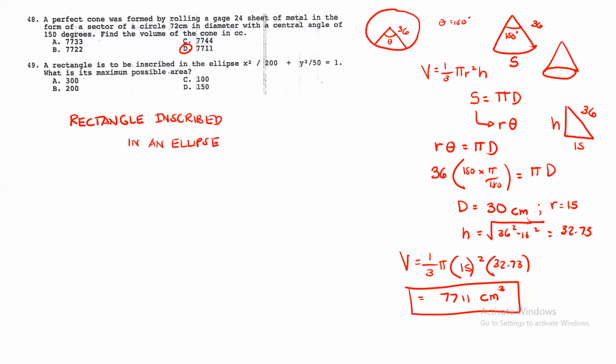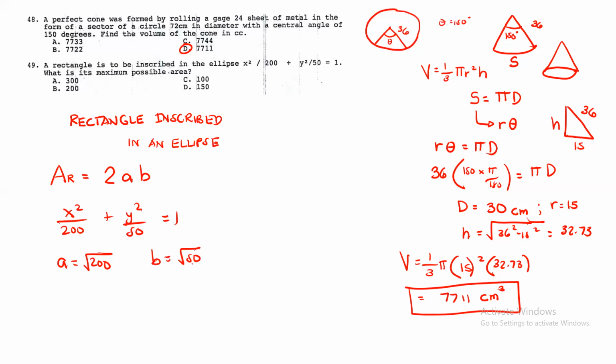So this is the formula we use. The area of the rectangle is equal to 2 times A and B, major times minor, semi-major times semi-minor axis. So let's get A and B first. Looking at the ellipse formula, x squared over 200 plus y squared over 50 is equal to 1. So A here is square root of 200, and B is square root of 50.